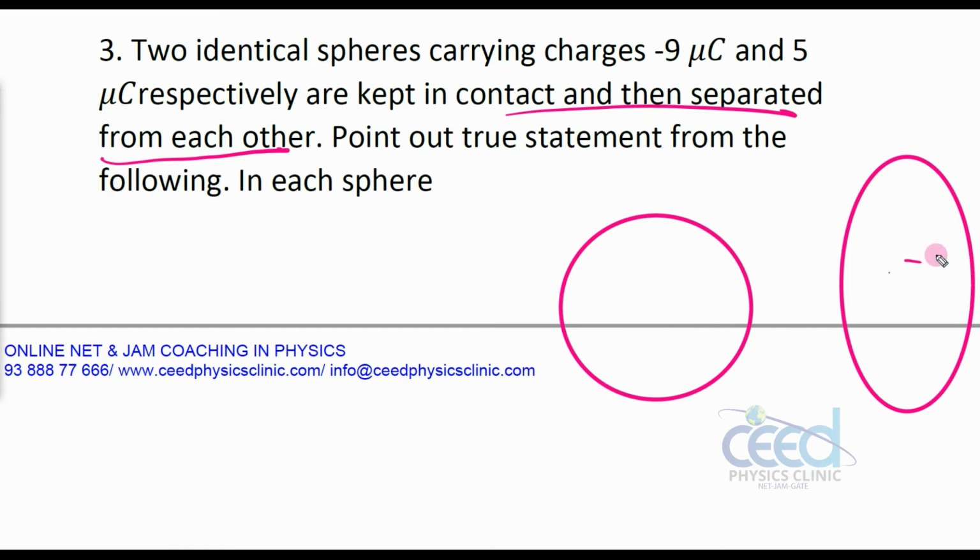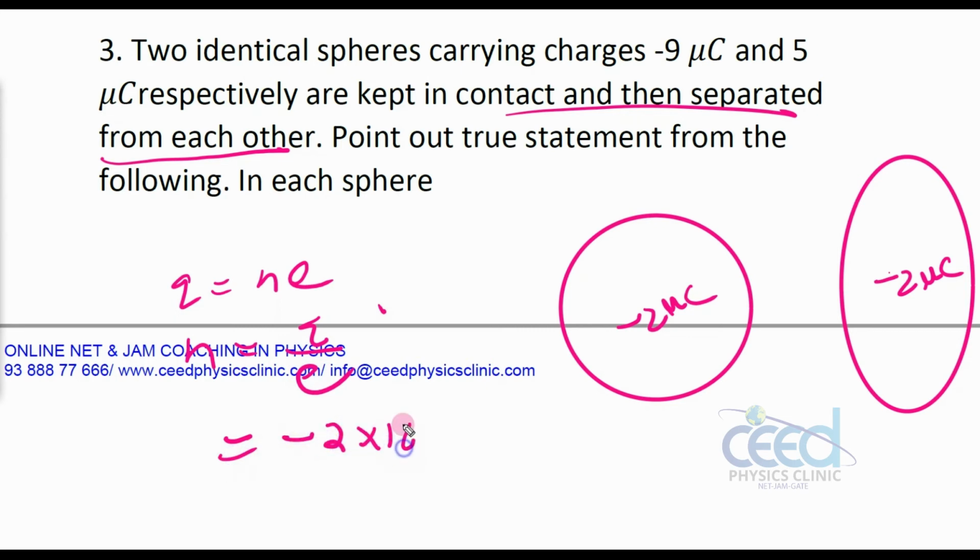So let me write this as minus 2 microcoulomb. Both have negative charge, meaning both spheres have an excess of electrons. So the answer will be excess. Now we need to find the exact number, that is the number of electrons present in minus 2 microcoulomb. We already know Q is equal to Ne, so N is equal to Q by e. So here minus 2 into 10 raised to minus 6 divided by the electronic charge, that is minus 1.6 into 10 raised to minus 19.